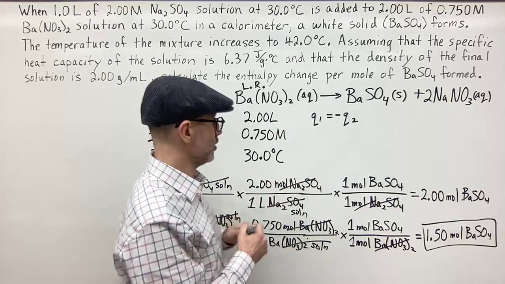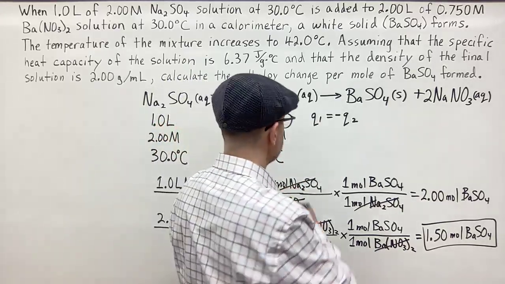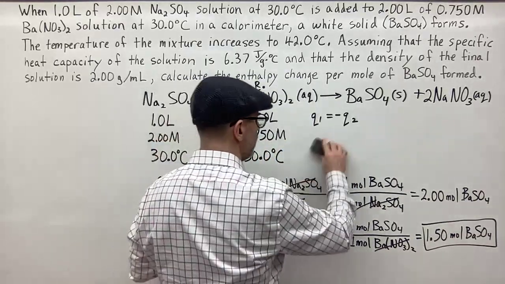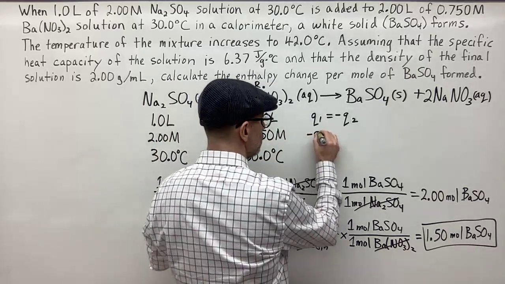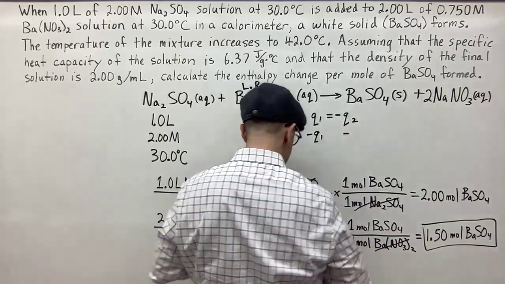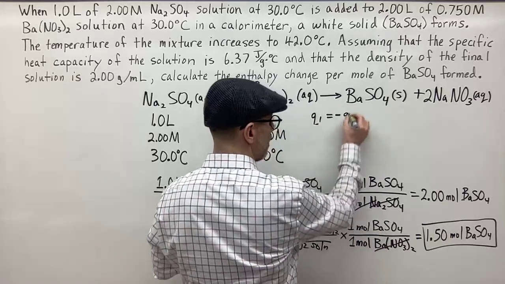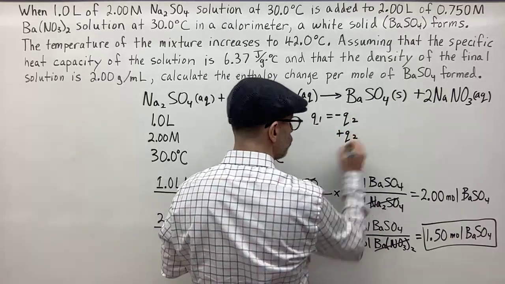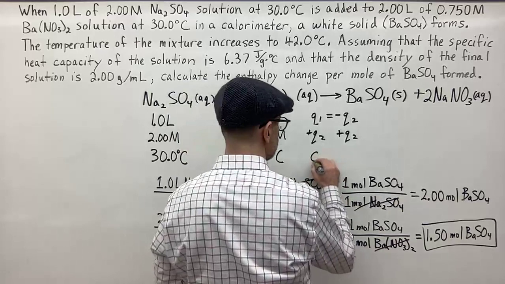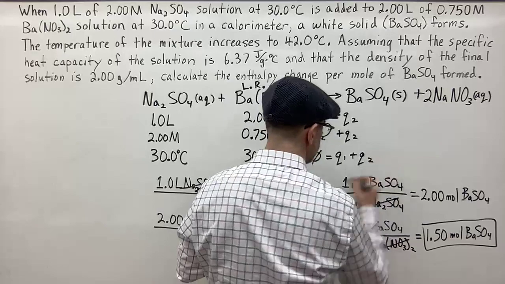And you can rearrange this. You could keep it like this if you want, but you could also rearrange it. I like to rearrange it where you put everything on one side. So if I have negative Q2, I can add Q2 to both sides. And then my equation becomes 0 is equal to Q1 plus Q2.